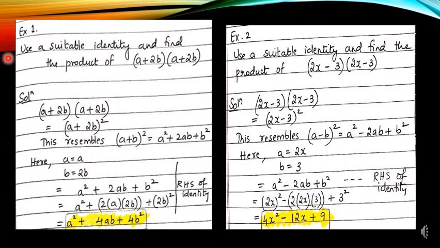So before moving on to the exercise 9.5, first you all should know how to apply the identities to find the products of binomials. After that, it will be easy for you to solve exercise 9.5. Example 1. Use a suitable identity and find the product of a plus 2b and a plus 2b. There are two binomials which are equal. That means they are similar. So you are being asked to find the product of these two binomials using a suitable identity.